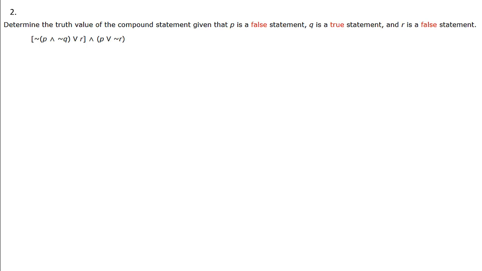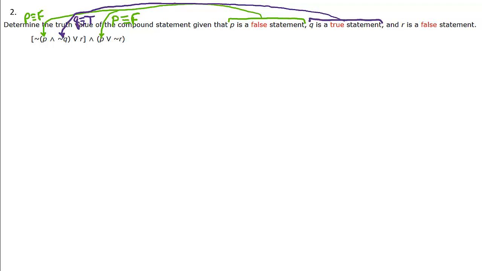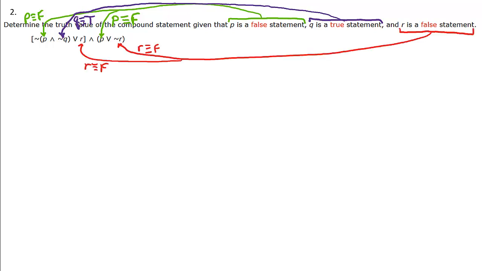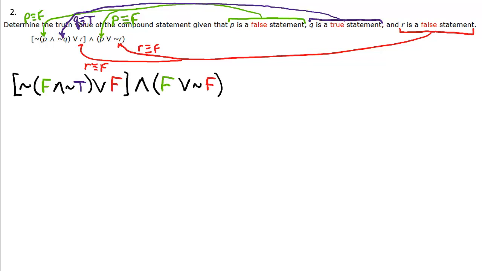Number 2, determine the truth value of the compound statement given that P is a false statement, Q is a true statement, and R is a false statement. So I look at the compound statement, and everywhere I see a P, I put in capital F to indicate that P is false. Everywhere I see a Q, I put in a capital T to indicate that Q is true. And everywhere I see an R, I put in a capital F to indicate that R is false. Having done that, I work inside parentheses and work my way out.